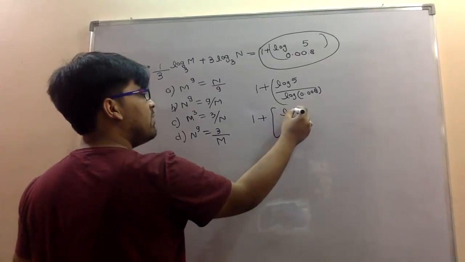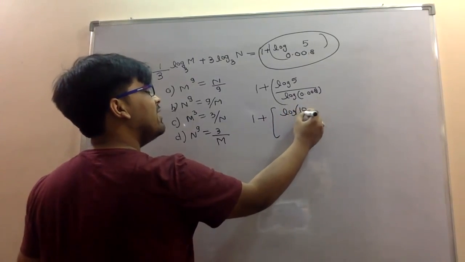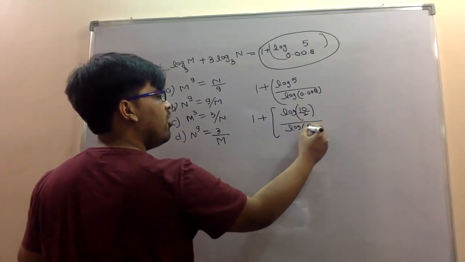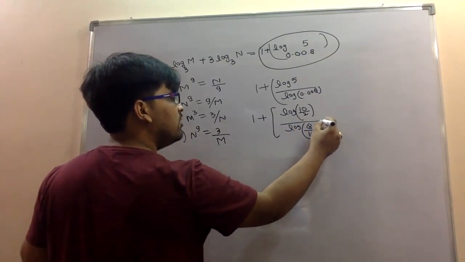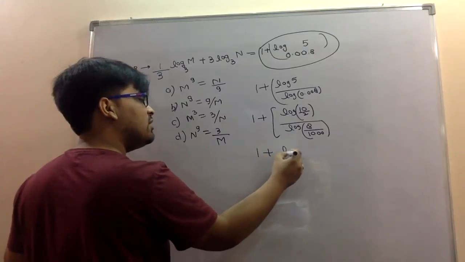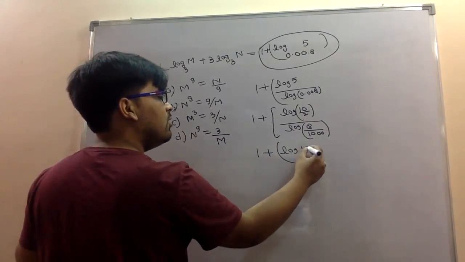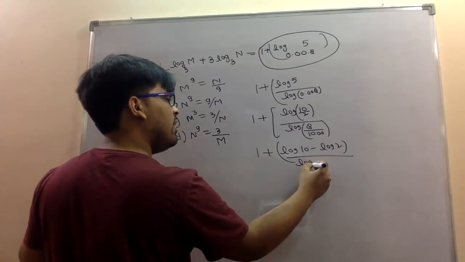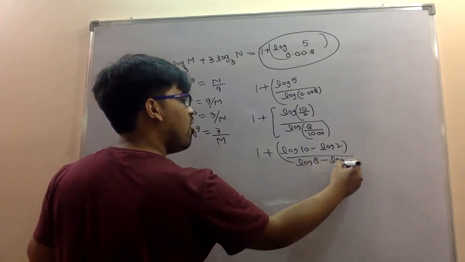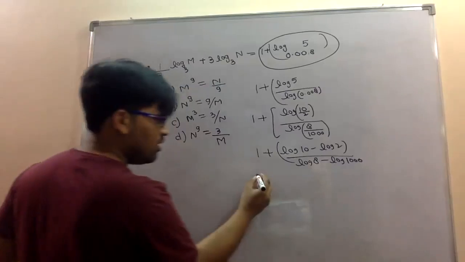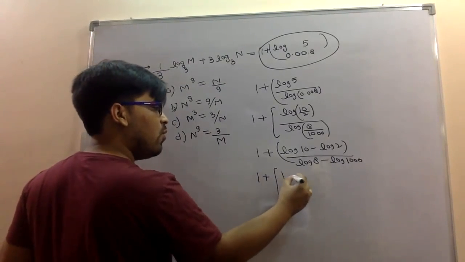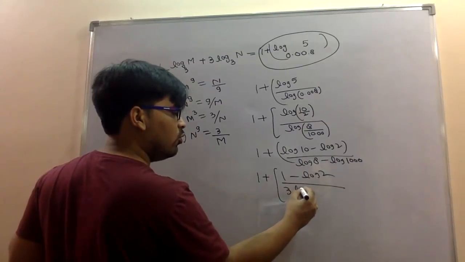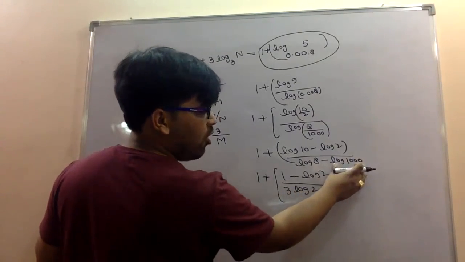जिसको अगर बेसिक ना पता हो तो ऐसे मेथड से सॉल्व कर सकता है. डायरेक्टली भी उसको लिख सकते हैं. log 10/2 divided by log 8/1000. So this is 1 plus log 10 minus log 2 divided by log 8 minus log 1000. Okay, so that is 1 plus 1 minus log 2 divided by 3 log 2 minus log 1000, that is equal to 3.